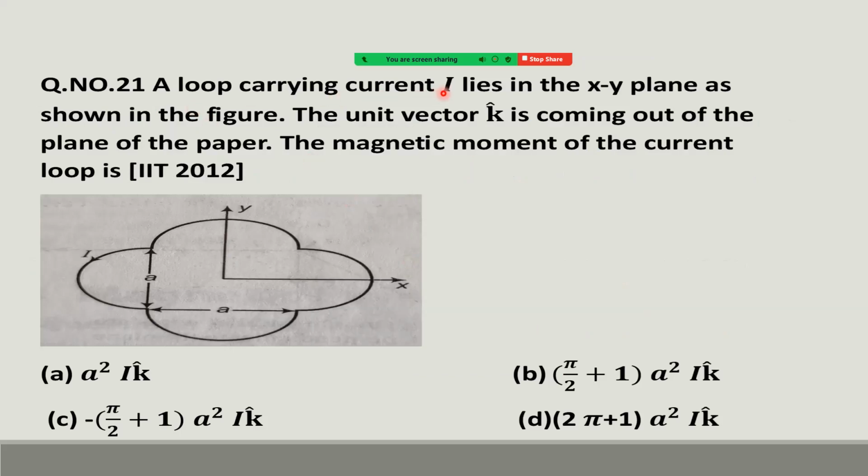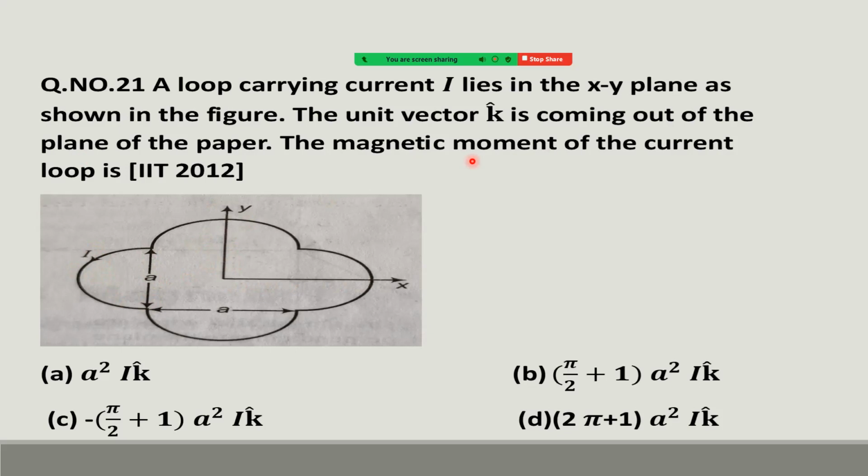A loop carrying current I lies in the xy plane as shown in the figure. The unit vector k cap is coming out of the plane of the paper. The magnetic moment of the current loop is, you can see diagram here. It is in xy plane, and given this length is a and current is I. So we have to calculate magnetic moment of the loop.